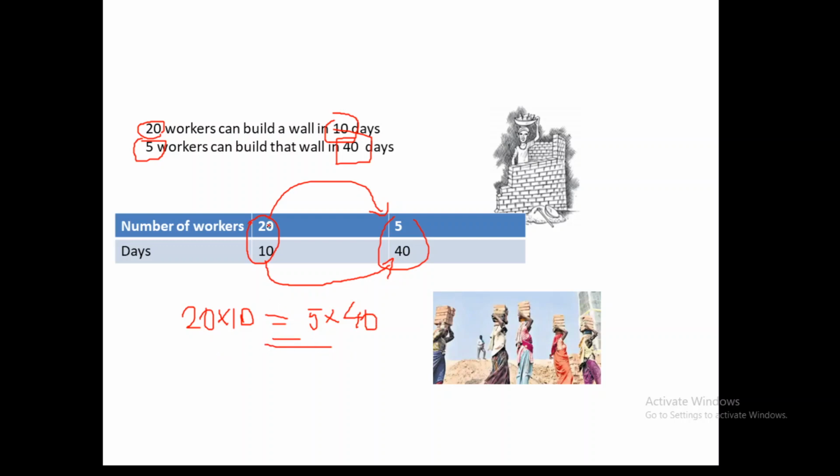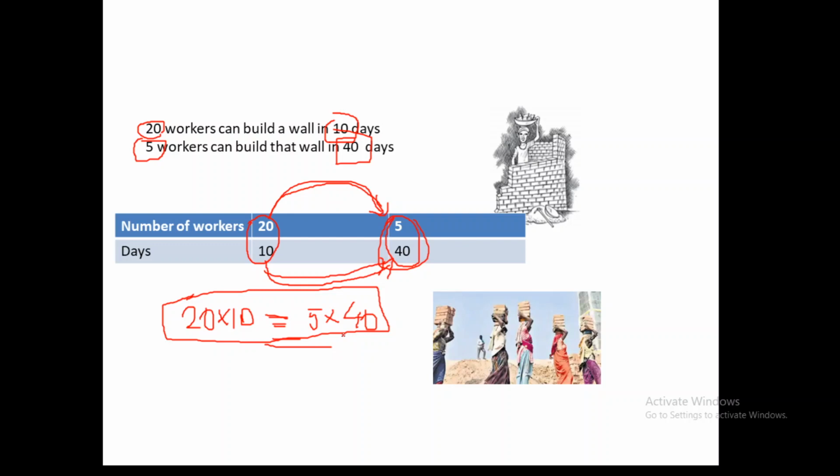So what does inverse proportion mean? One quantity increases, the other decreases in the same manner. So after multiplying each quantity, we will get the same answer. Product of 20 into 10 is equal to the product of number of workers into days, 5 into 40. This is the condition of inverse proportion.